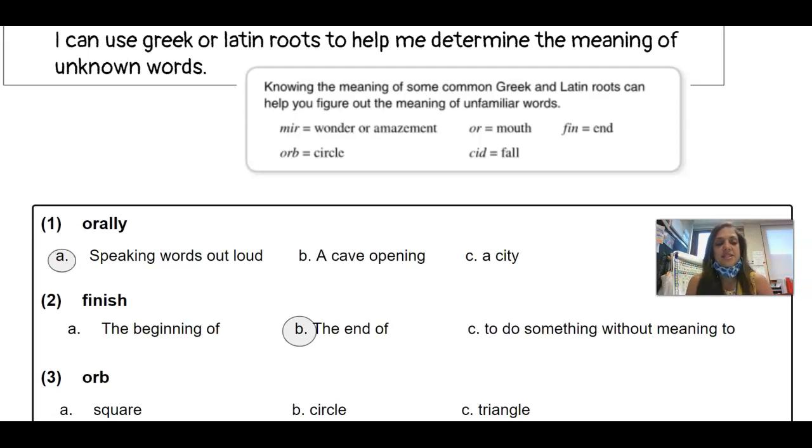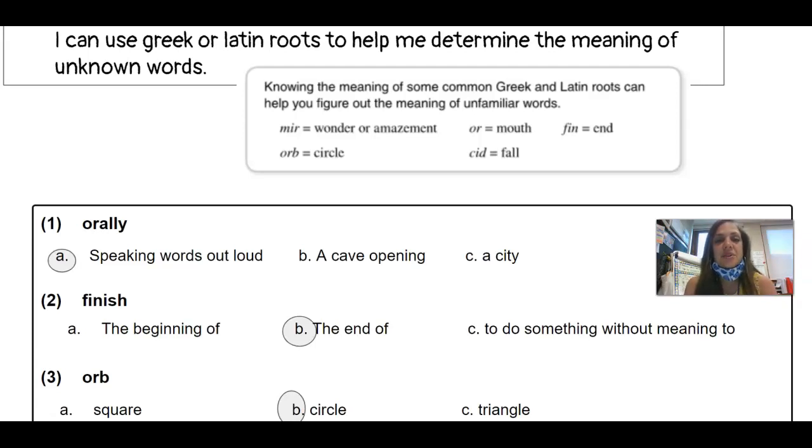And our last one for today, number 3, orb. Well, right here, orb means circle. So what is an orb? A, square, B, circle, or C, triangle? You got it. We just met our purpose as readers today, 3rd graders.